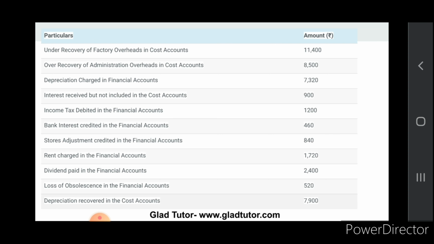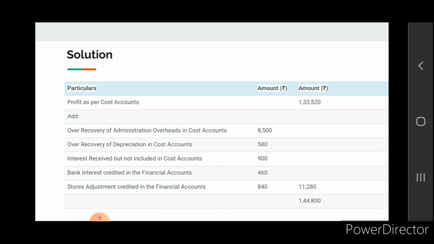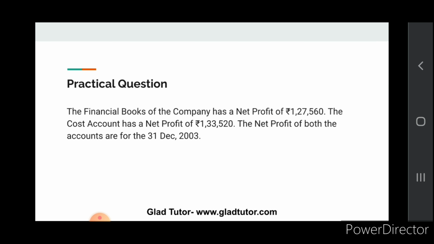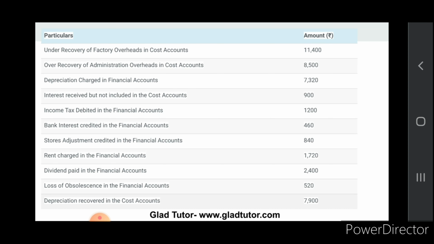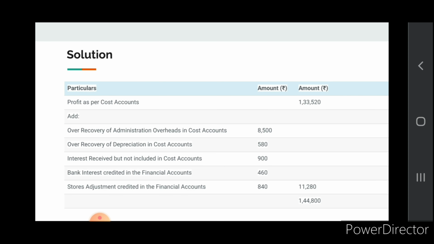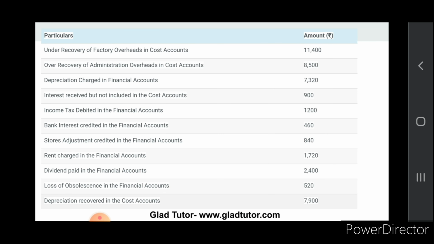So what we will do, firstly we will start with the profit as per cost account, right? We will add the things of the financial account, and also deduct the things from the financial account. Then after adding and deducting, we will get the profit as per financial account. There is under recovery of factory overheads in the cost account, and over recovery of administrative overheads in cost account. We will add this over recovery of administrative overheads, and the depreciation charge in financial account, that is 7320.